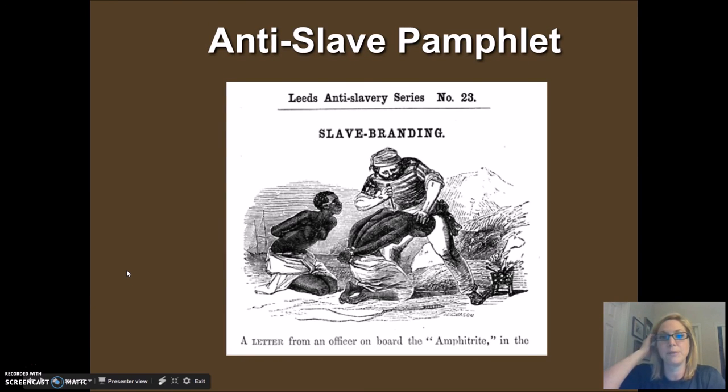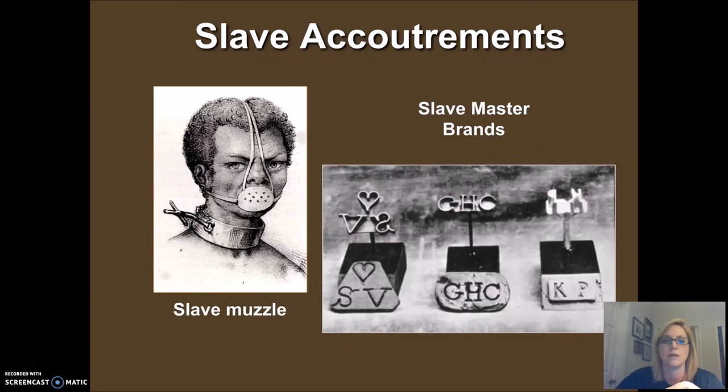Here's an anti-slave pamphlet. Slave branding was a huge thing. Abolitionism really becomes big in this time period because of all of this that's coming out of the South, of what people in the North and the South and the West are seeing. And it doesn't jive with Christian values. Now remember, we're coming off of the Second Great Awakening. We're coming off of this idea of transcendentalism, this idea of individualism and connecting with God. And then you look at this, how do you reconcile that? You can't. You cannot reconcile that.